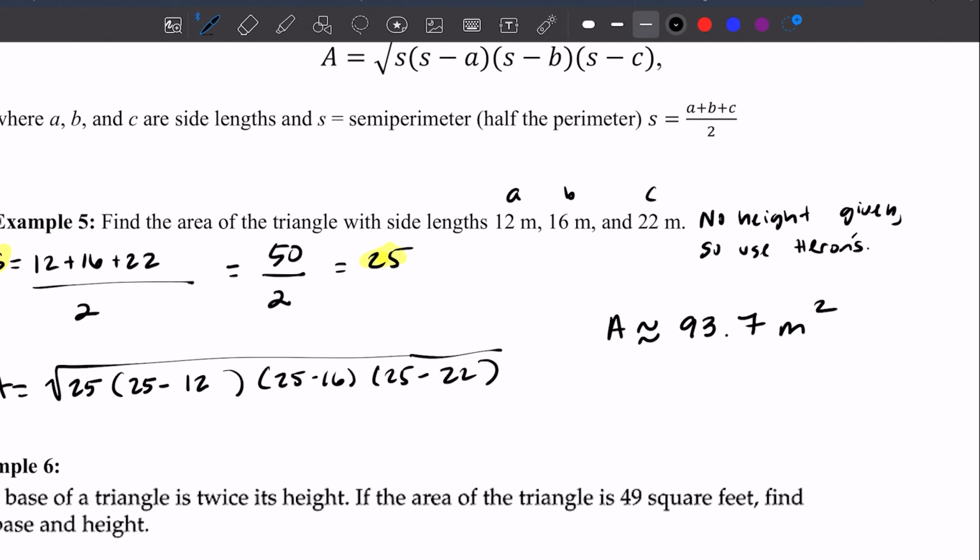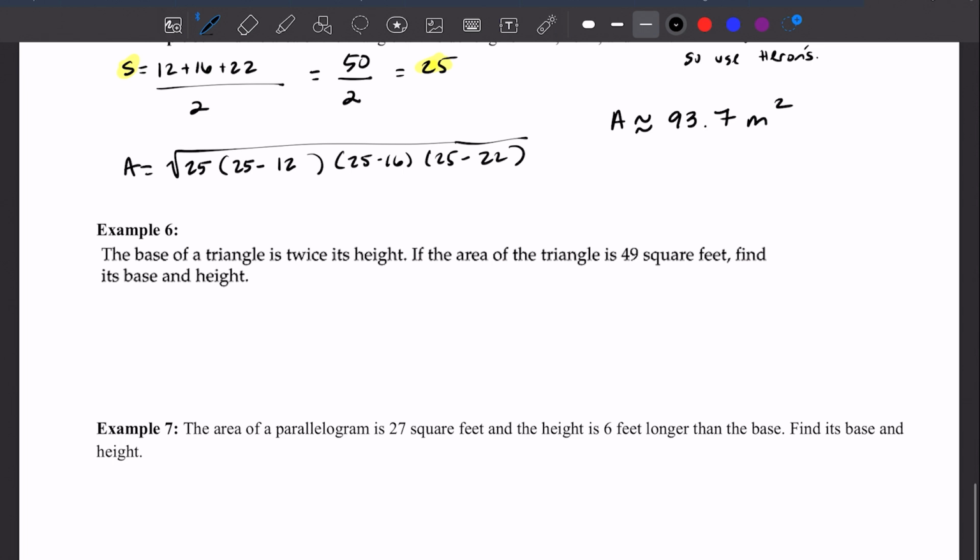Okay? All right. Let's take a look at example 6. It says the base of a triangle is twice its height. If the area of the triangle is 49 square feet, find its base and the height. So the figure that we're dealing with is what? What are we dealing with? A triangle. And the key word here is what?